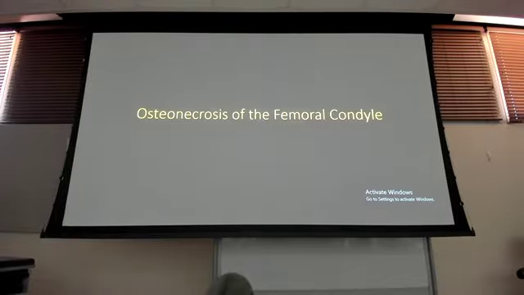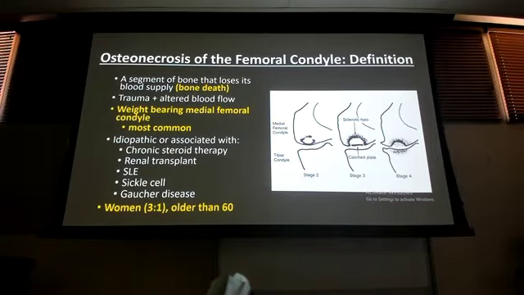We'll get into this. All right, osteonecrosis of the femoral condyle. So, which condyle are we talking about here? Man, nobody loves the medial femoral condyle, right? Medial femoral condyle gets everything. Gets all the bad attention, all the good attention, depends on how you look at it. But what's the most common femoral condyle that gets osteonecrosis? Medial. Why? Because it's the weight bearing.